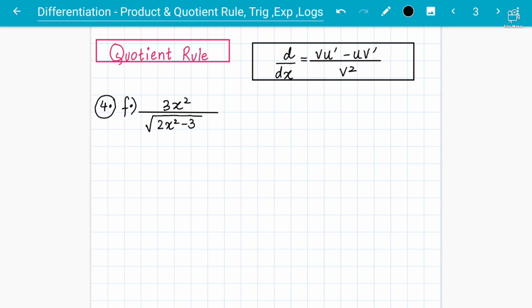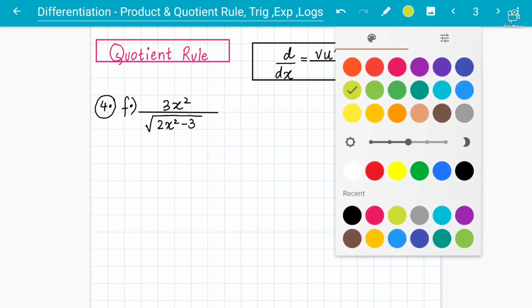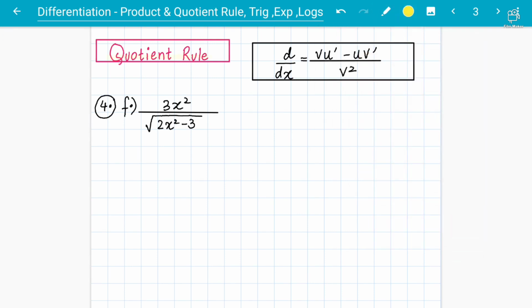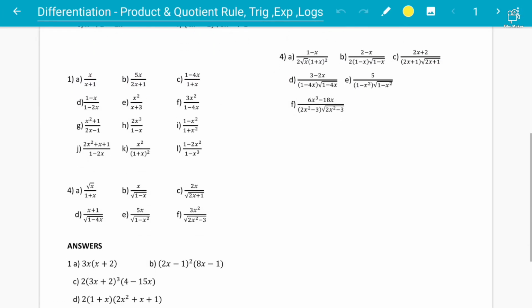Okay students, now we are going to discuss the quotient rule and solve a couple of examples on it. So the first thing we need to understand is, what is the quotient rule? It's basically division. Quotient means that there's a numerator and a denominator, and two brackets are being divided, as you can see in a couple of examples here.